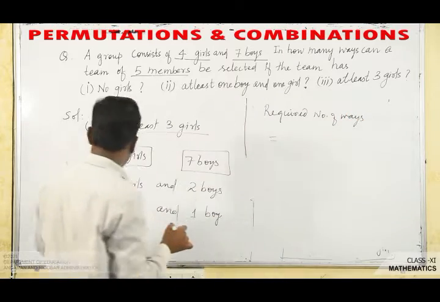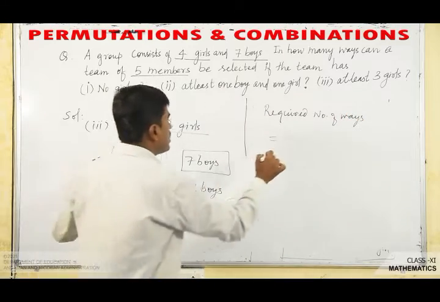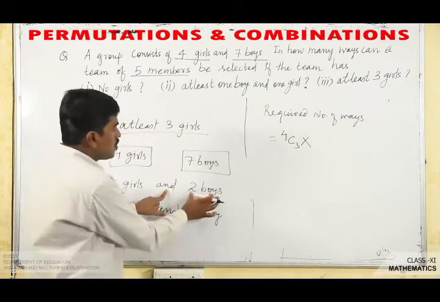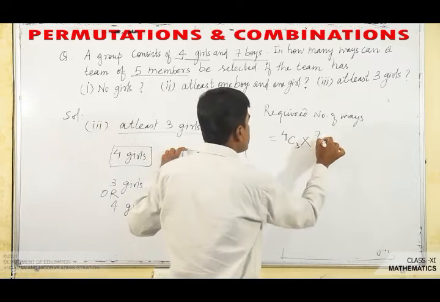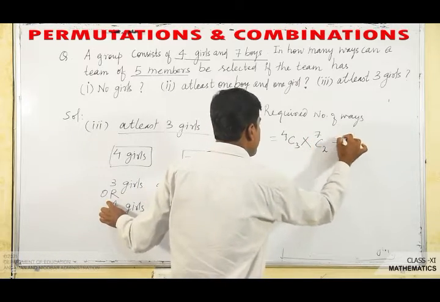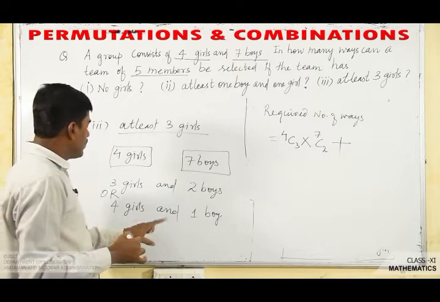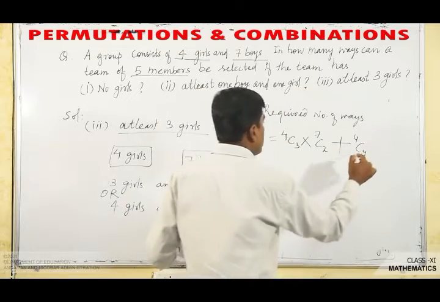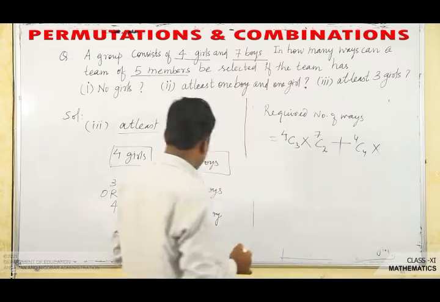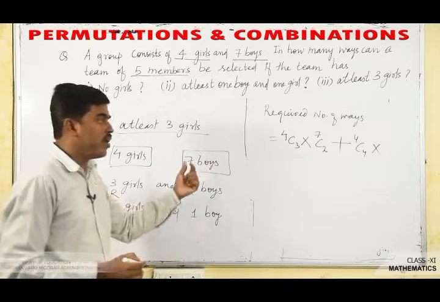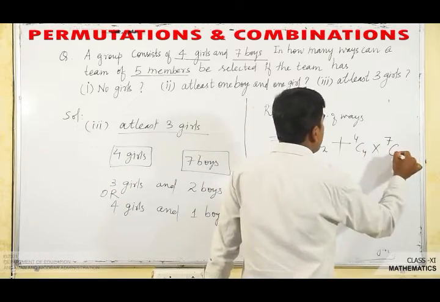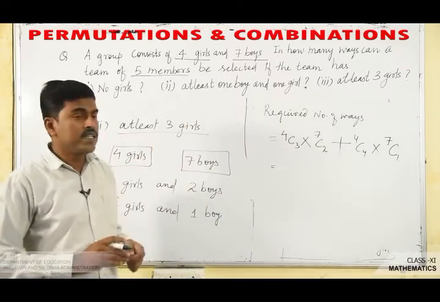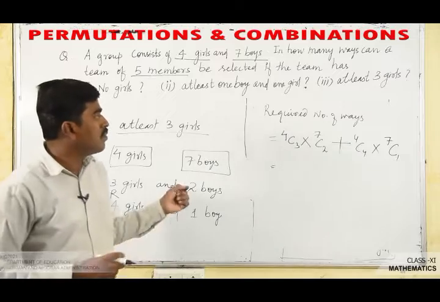is equal to, now 3 girls out of these 4 girls can be done in 4C3 ways, into, now 2 boys out of these 7 boys, so 7C2 ways, or plus will be there, 4 girls and 1 boy, so 4 girls out of 4 girls, so 4C4, then into how many boys? 1 boy out of these 7 boys, so it is 7C1 ways, and you know how to calculate it, okay. You can find the value of this one. So in this way we have completed this question.